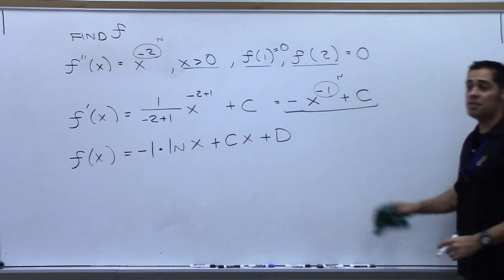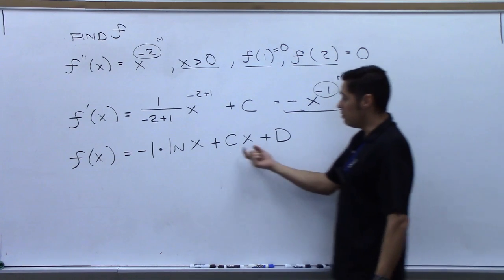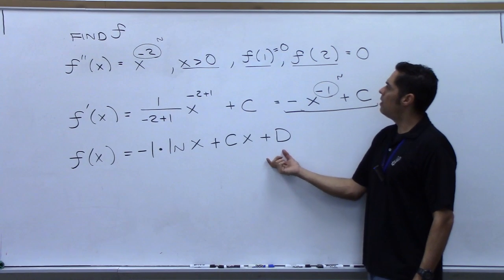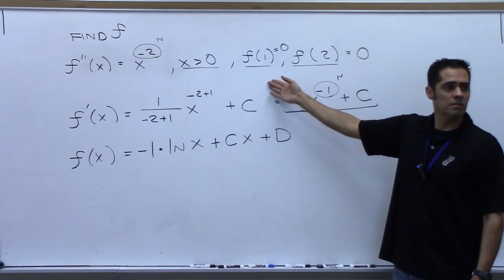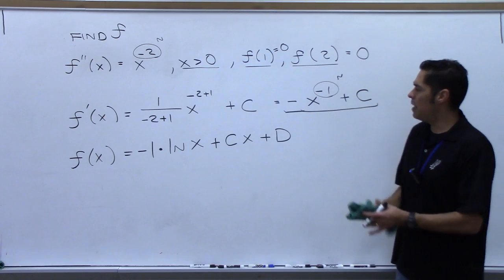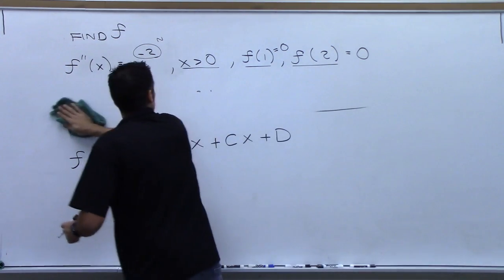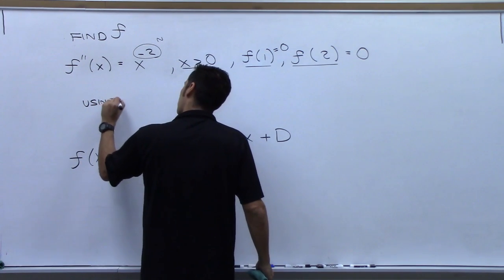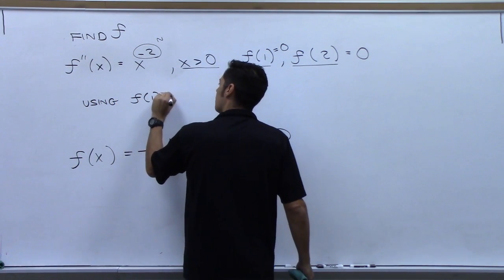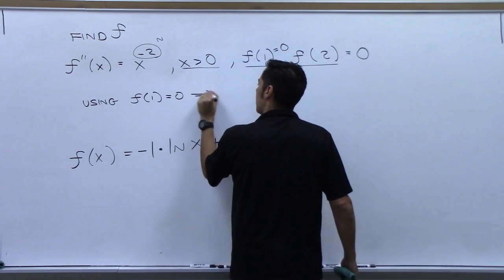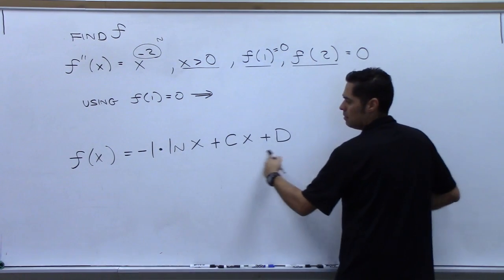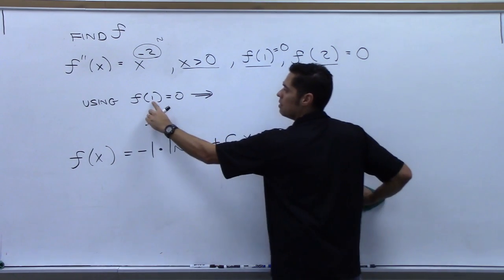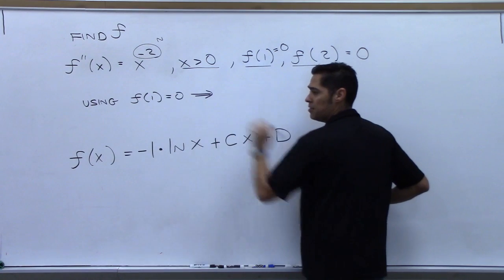So now it appears that I'm really screwed, because not only do I not know c, I don't know d. There's two things I don't know, right? But I'm given two pieces of information. The first piece of information is that f of 1 is 0. So using the fact that f of 1 is 0, that implies that when I plug 1 into this function, it should spit out 0.